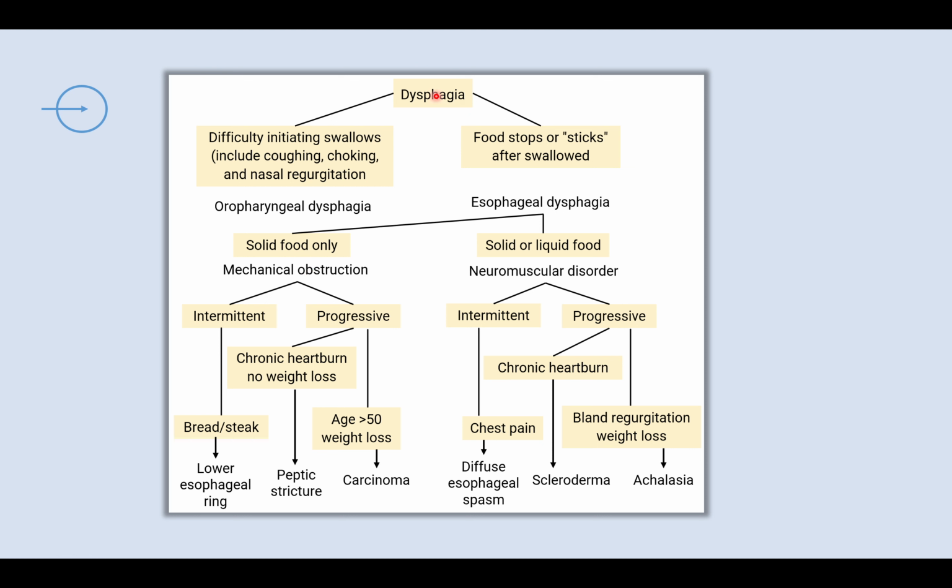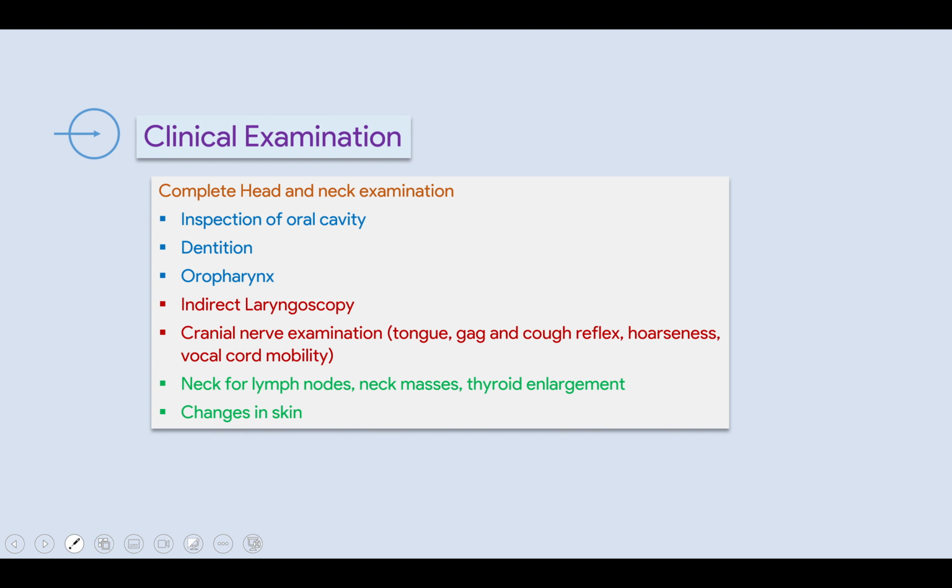So in short, there is oropharyngeal dysphagia, and mechanical or esophageal dysphagia, and in esophageal dysphagia again either a motility or neuromuscular disorder, or a mechanical obstruction. Now, what will we see in the clinical examination? If this patient comes to your clinic or OPD, what clinical examination is important in such patients? The patient who complains of dysphagia along with odynophagia, plus or minus.